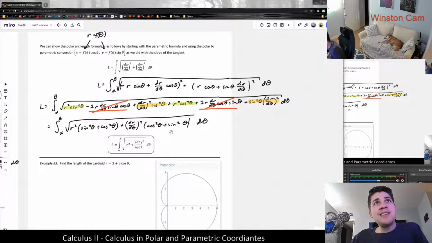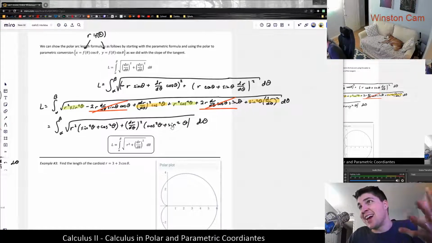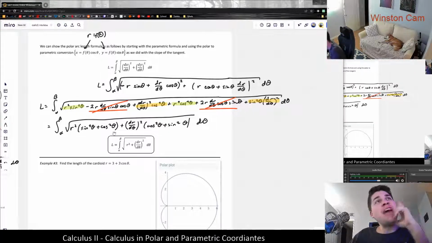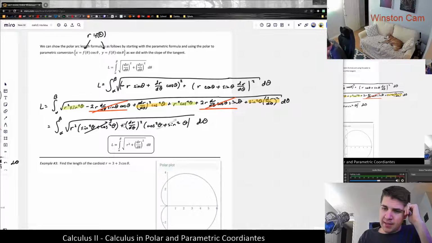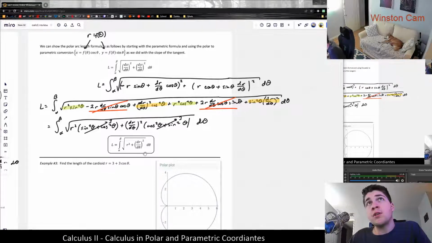In both cases, it's not a coincidence, they both happen to be a sum of sine squared and cosine squared. And as we know, those are both 1. Cosine squared plus sine squared is 1, and cosine squared plus sine squared is also 1. So both of those go to 1. And we end up with simply r squared plus dr d theta squared, all within a square root, and this gives us the arc length of a polar curve. So, again, another formula. At the end of the day, it turns out being quite simple.